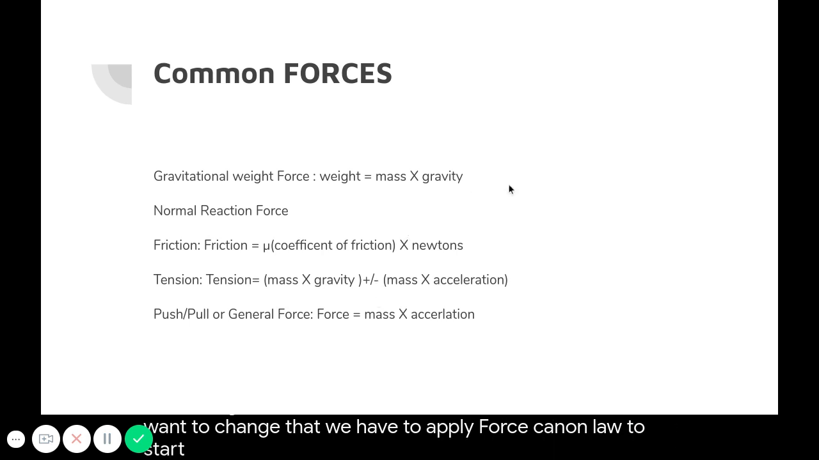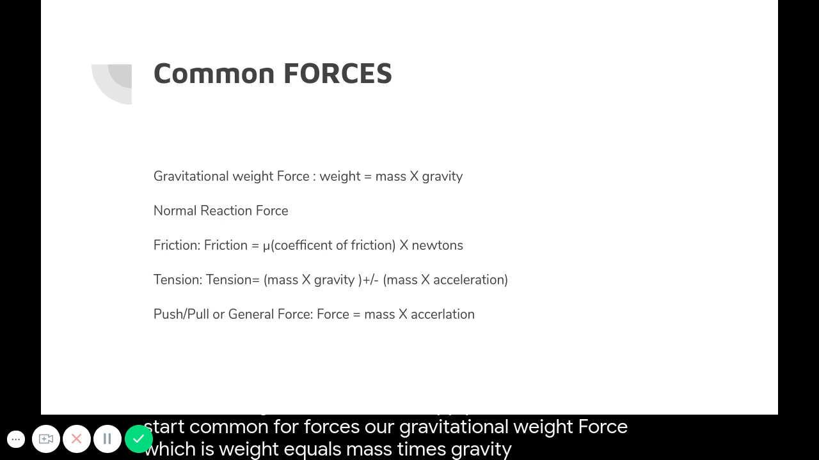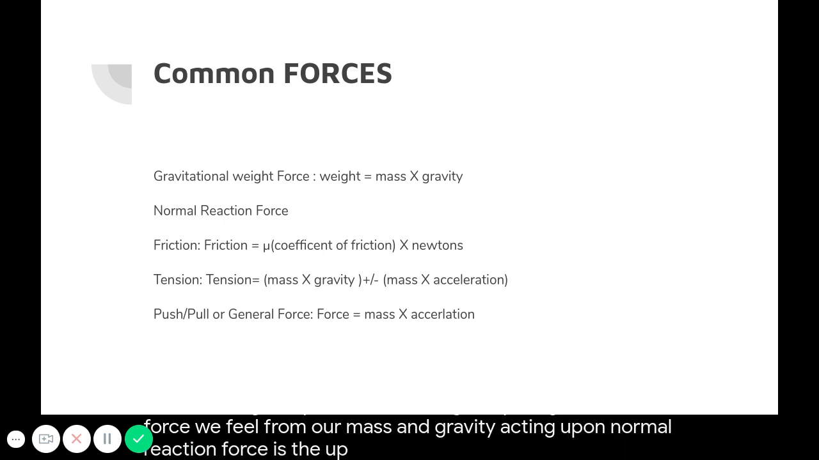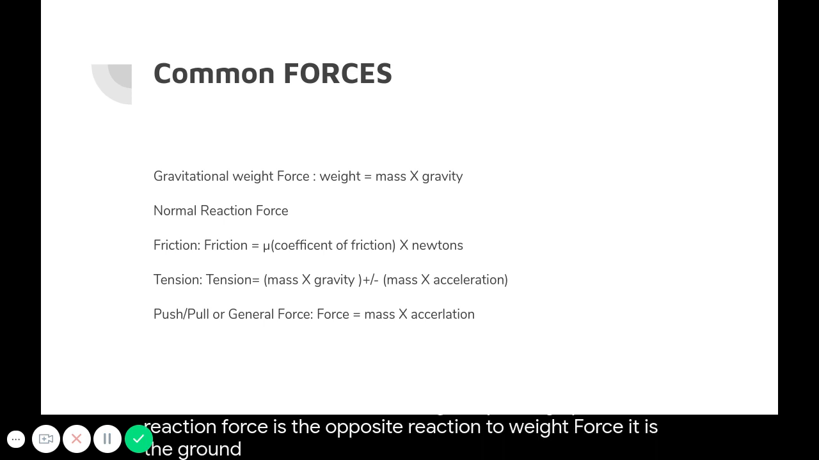To start, common forces are gravitational weight force, which is weight equals mass times gravity. Weight is the force we feel from our mass and gravity acting upon it. Normal reaction force is the opposite reaction to weight force. It is the ground that provides a force to combat the weight force.